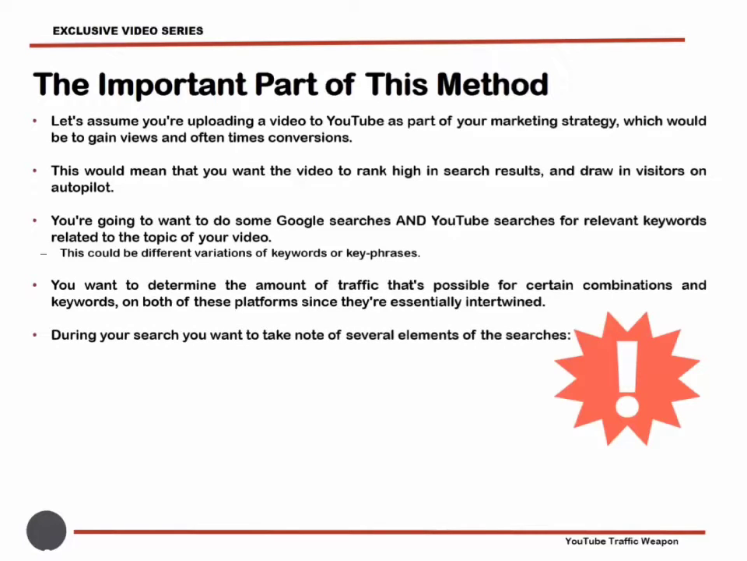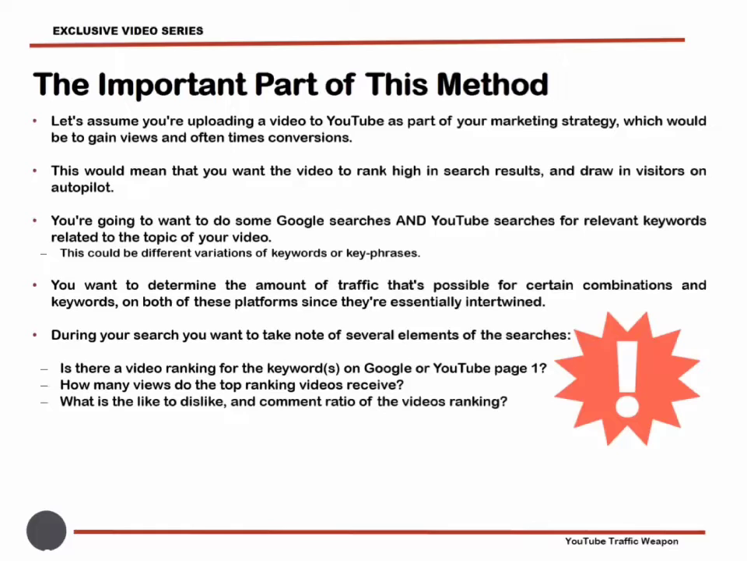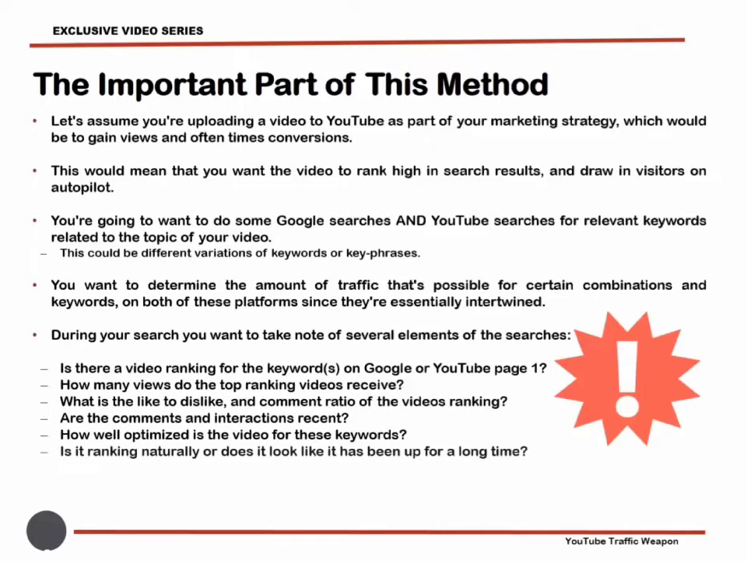During your search, you want to take note of several elements of the searches. Is there a video ranking for the keywords on Google or YouTube page 1? How many views do the top ranking videos receive? What is the like to dislike and comment ratio of the video's ranking? Are the comments and interactions recent? How well optimized is the video for these keywords? Is it ranking naturally or does it look like it has been up for a long time? Is the uploader of the video an established channel or not?